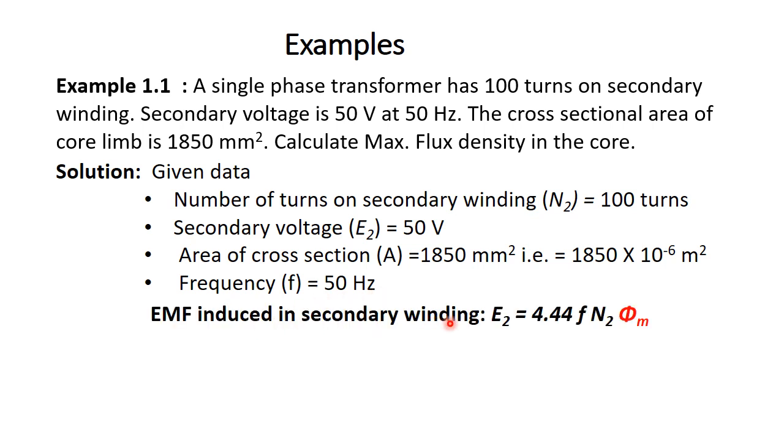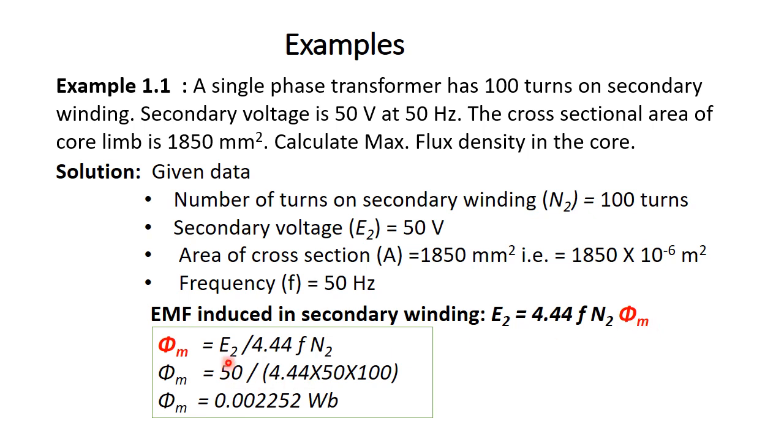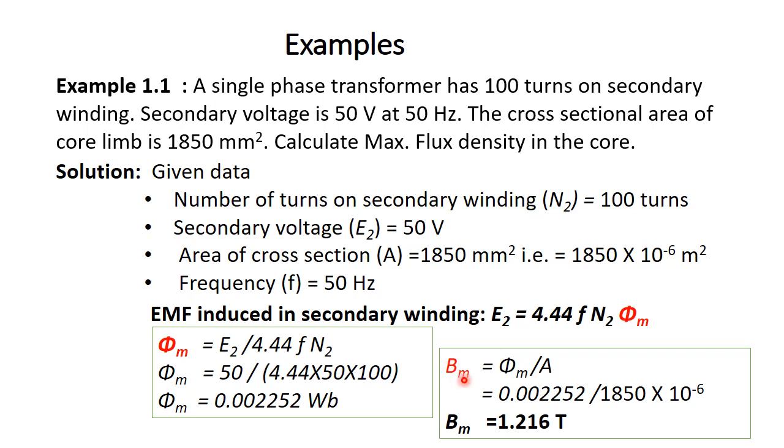EMF induced in the secondary winding E2 equals 4.44 F N2 phi m. Phi m is unknown, so phi m equals E2 divided by 4.44 F N2. So phi m equals 50 divided by 4.44 into 50 into 100. Phi m equals 0.002252 Weber. Flux density Bm is the ratio of phi m by A. So Bm equals 1.216 Tesla.